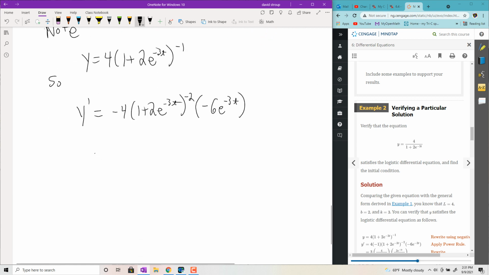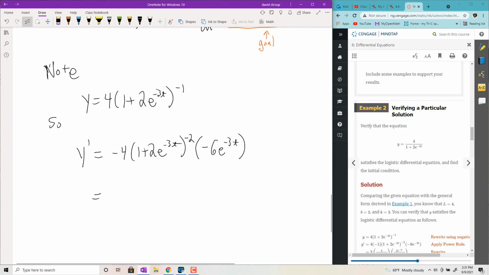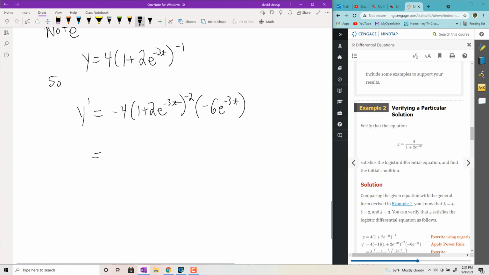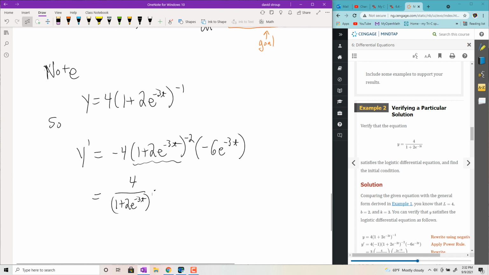Okay, now I'm going to go ahead and rewrite it a little bit, keeping that goal in mind. The negatives will cancel each other, and I can write 4 all over one factor of this, so it would be 1 plus 2e to the negative 3t to the first power. I did that because that thing right there is y. And if you look up here, I want a y in my first position with a 3 in front of it, but we'll get there. So let's go ahead and put that 3 out in front.